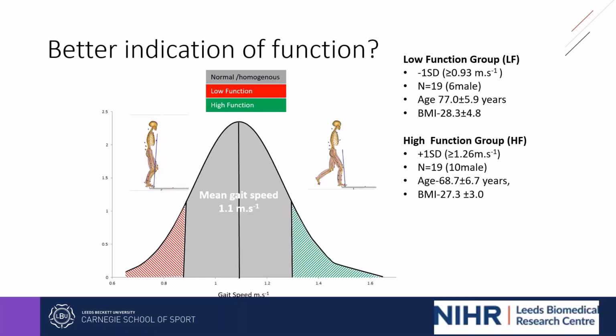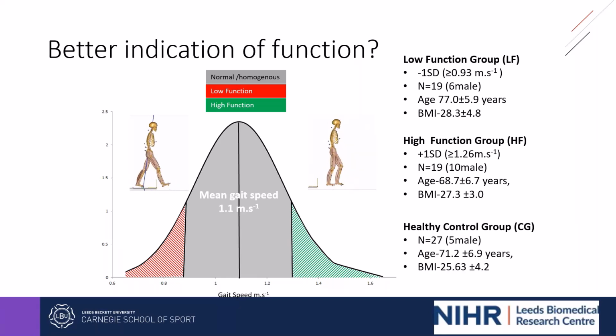And then we grouped a high functioning group with patients who walked at greater than 1 standard deviation of our mean gait speed. And these turned out to be our 3 groups that we stratified them into, to see if this was a better indicator of their function rather than age. We also compared these to our healthy control group too.